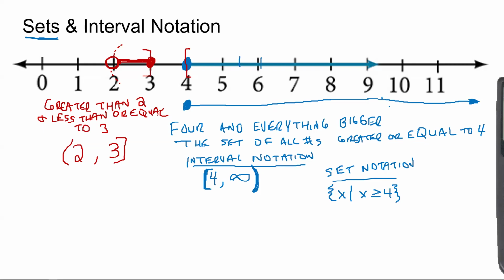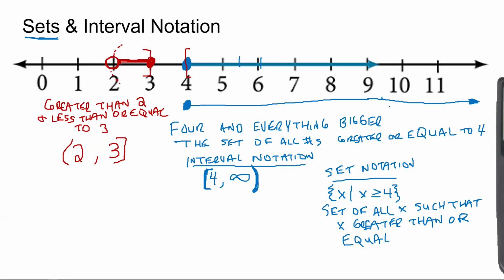So this would be read as the set of all x, the set of all numbers, and then that bar right there is understood to mean such that, x is greater than or equal to 4. Okay. And you can see how you can get really explicit with that and mark off any set of numbers that you want.